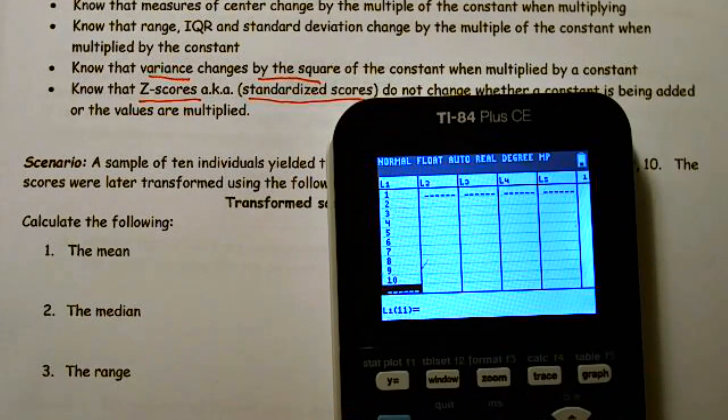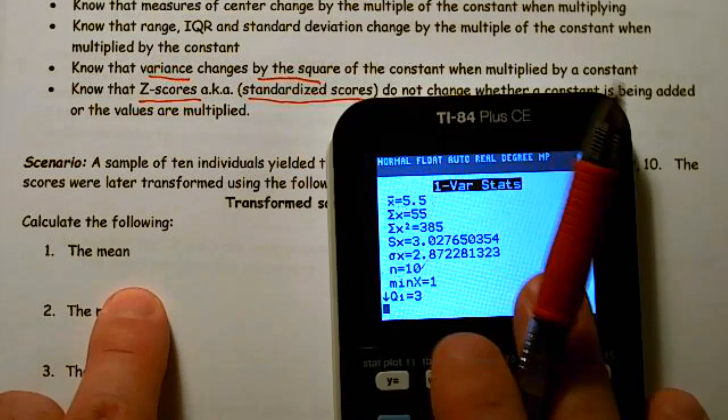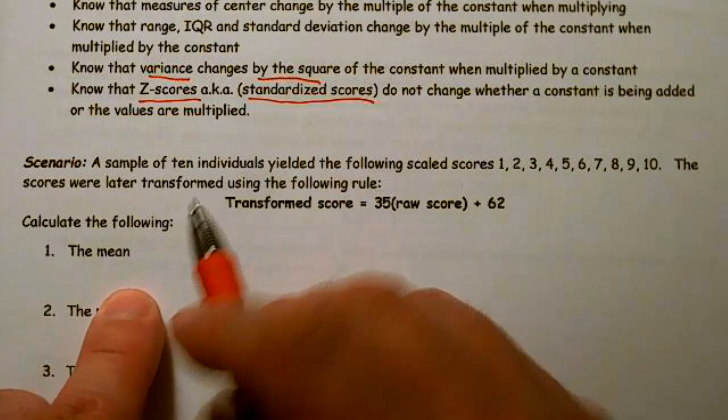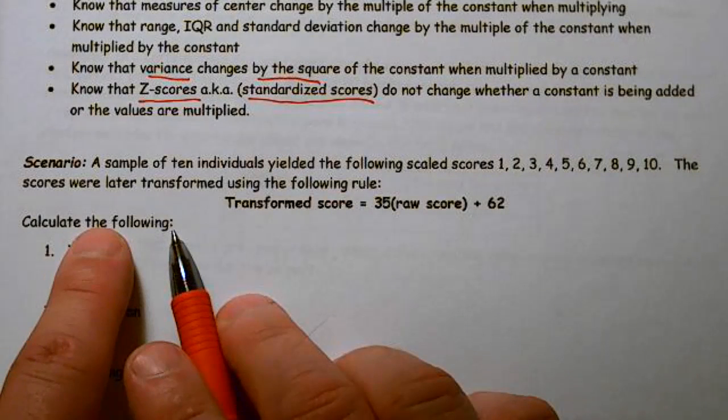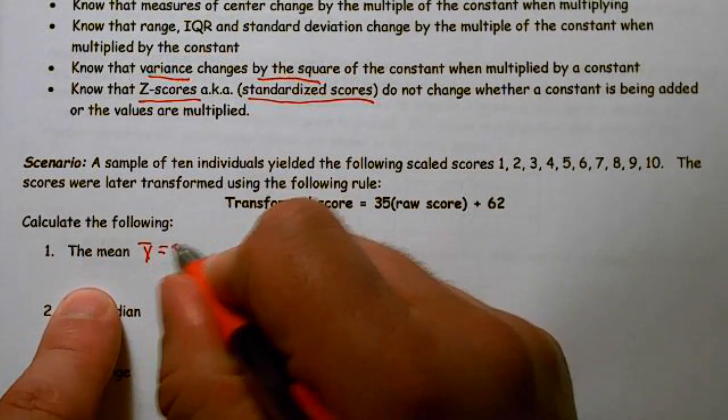All right, so we've entered the data, and we're going to go stat calc one variable statistics. We don't have a frequency, so we're going to clear out our frequency. And I ended up getting an X bar of 5.5. All right, but what they're really asking for, here's my initial mean. My X bar is 5.5.